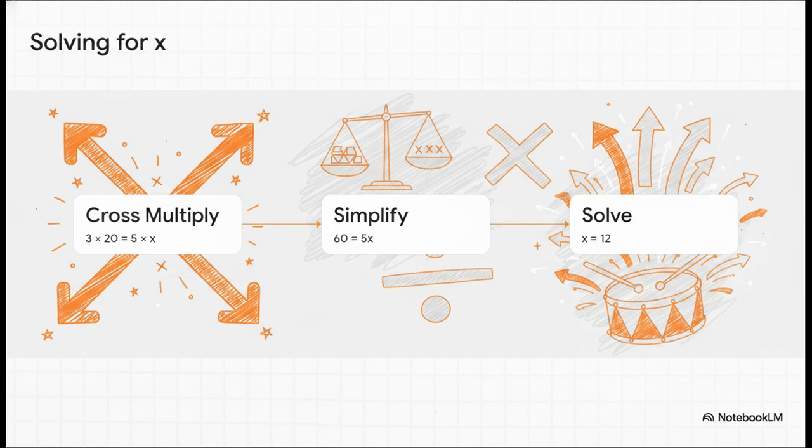Now we just want x all by its lonesome, so we divide that 60 by 5. Drum roll, please. Step 3, x equals 12. Just like that, you solved a real-deal algebraic proportion.